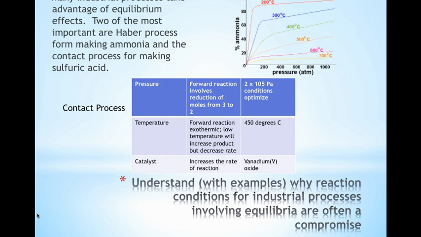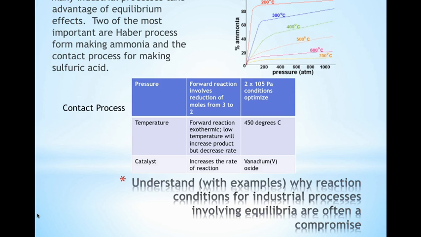Also, if we look at the Haber process, if we increase the pressure, we can get more product. But making a reaction vessel that can hold up to, say, for example, 1,000 atmospheres is a very difficult process. So there is a balance made between temperature and pressure in order to make the Haber process work industrially.